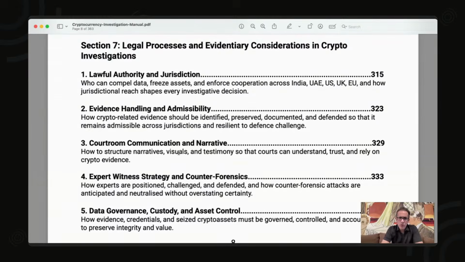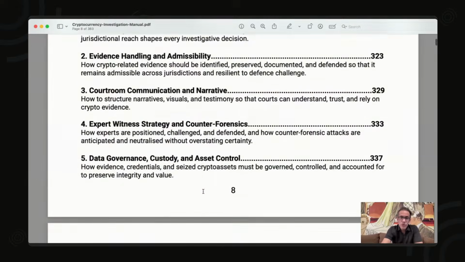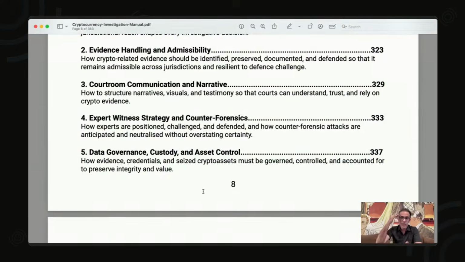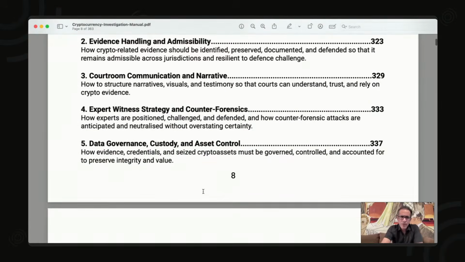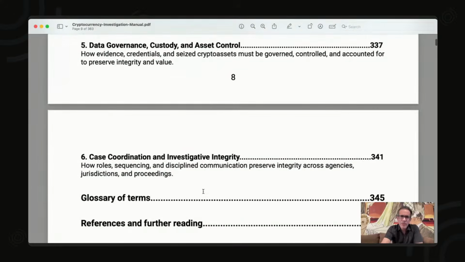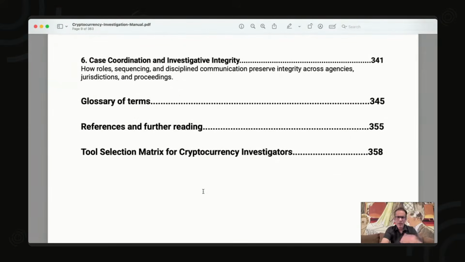Then we look at the courtroom communication narratives, how to train an expert witness, how to visualize what kind of questions the defense is going to put up, how they are going to try to break your evidence, and how we can make sure that it withstands that. We look at data governance, and finally we look at the case coordination. The manual then has its glossary of terms, references for further reading, and a tool selection matrix. So depending upon the kind of case you're looking at, what is the tool that you would be using.